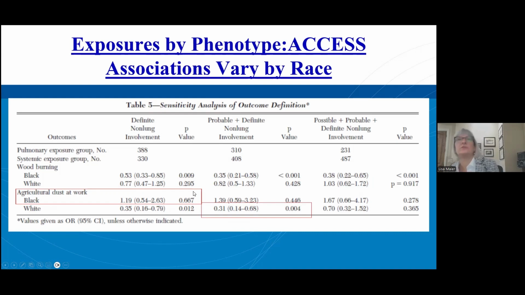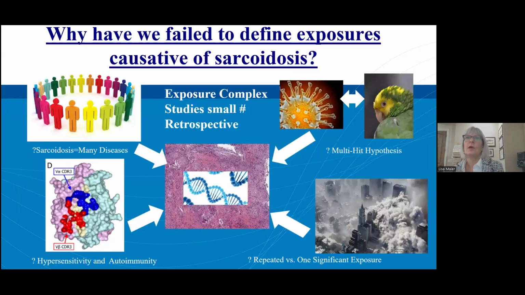We and others have published a few studies, but the consistency of the data is not quite there. So why have we failed to find some exposures that are causative? I think it's because the exposures are complex. It's easy to measure, for example, genetics, which is why many of us have focused on those.